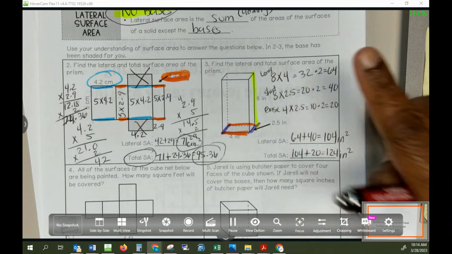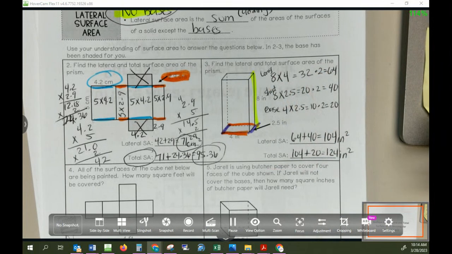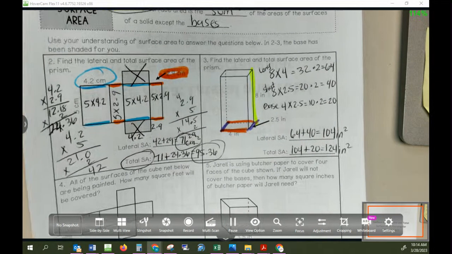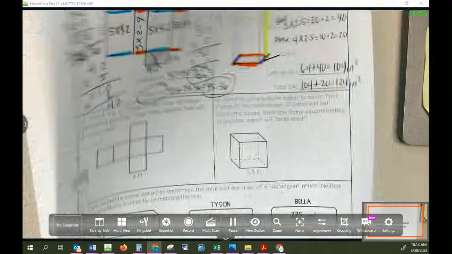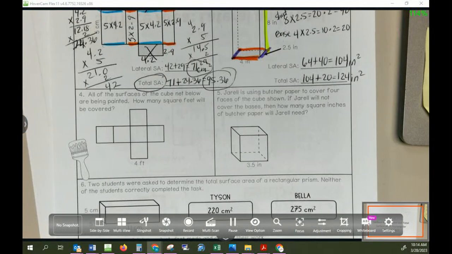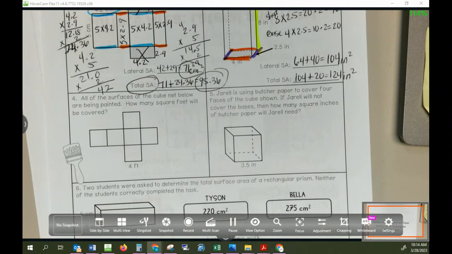So again, they seem complicated, but they're really not. It takes practice. That's one thing. That's why we're going through it step by step, so that you can practice. Because truly, practice is all that's going to help you be great. Let's go to number 4.